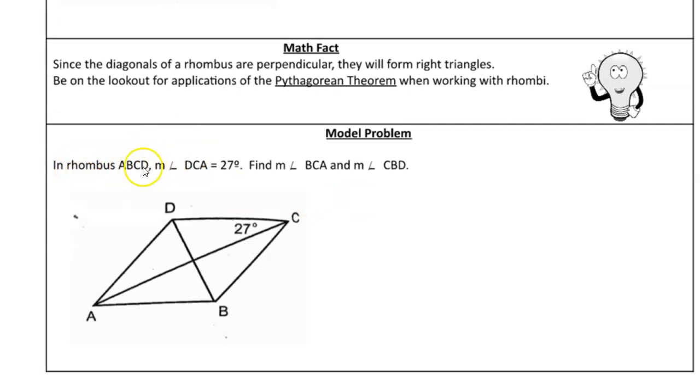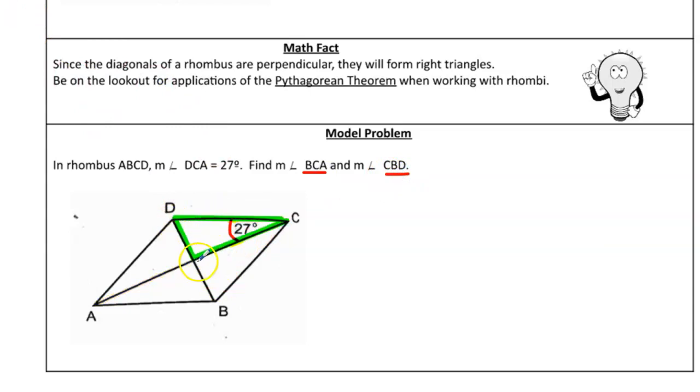In this rhombus, which is called ABCD, it gives you the angle of DCA, which is this angle up here. And I highlighted that angle so you can see it a little bit better. Now it's asking you to find an angle of BCA and also the angle CBD. Let's take a look at what we do know.